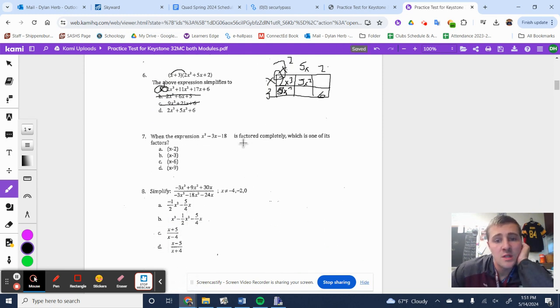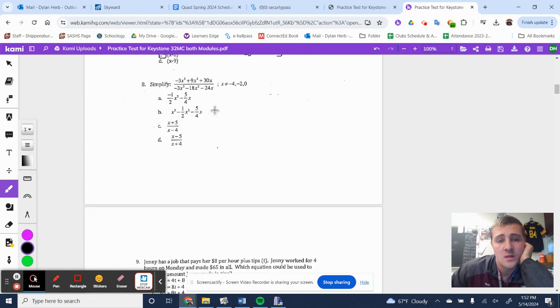When the expression is completely factored, which one of its factors is there? We're looking to multiply to negative 18, add to negative 3. When you have a negative number here, we just check to see how far apart our factors are. 6 and 3 are the factors that are 3 apart from each other. And because we want them to add to a negative 3, the 6 would have to be the negative, the 3 would have to be the positive. So it looks like C is our correct answer there.